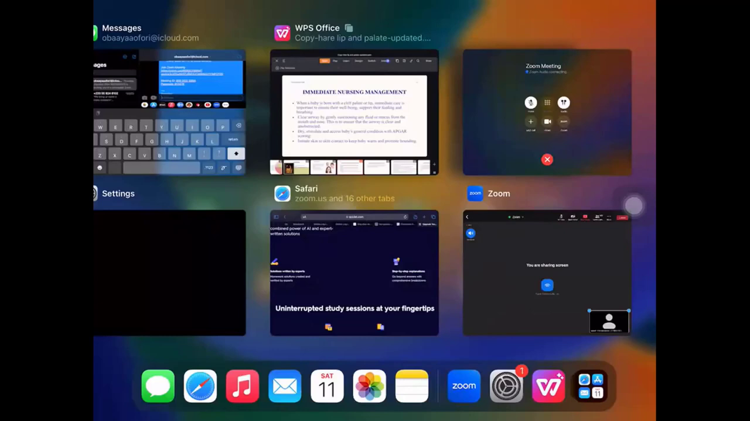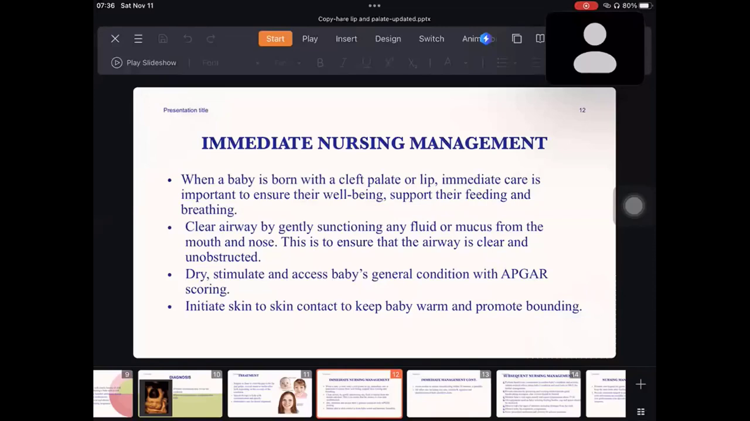Okay, sister. So with the immediate care, as I was continuing, you make sure that the airway is clear by suctioning gently for any mucus or fluid that may be in the mouth or the nose, so that the airway is clear and unobstructed. Dry and stimulate, and assess the baby's general condition with the Apgar score. And you initiate skin-to-skin contact to keep the baby warm and to promote bonding.